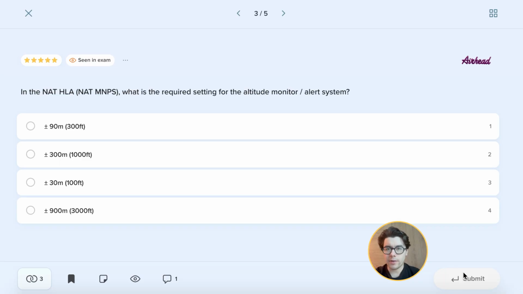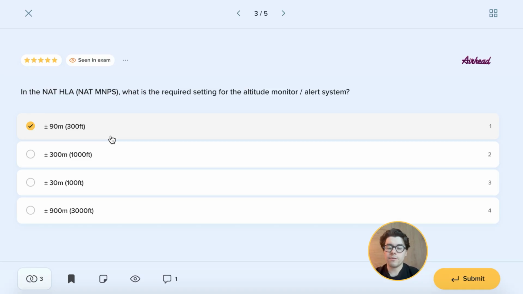And this is your total vertical error. It cannot be more than 275 feet. However, you also need to report any altitude deviations over 300 feet in this particular case. So what is the required setting for the altitude monitoring and alerting system? It would be wise to select 300 feet because that is the correct answer.